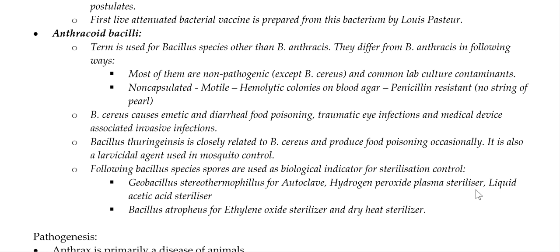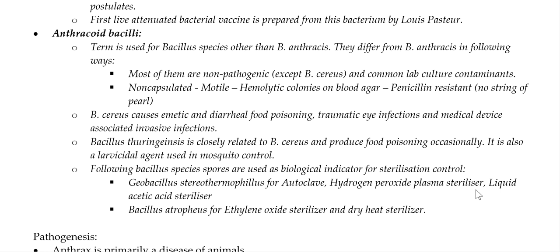There is another bacillus known as thuringiensis, which is very closely related to Bacillus cereus, and it can occasionally also cause food poisoning, very similar to Bacillus cereus. And an interesting thing about this bacterium is that it is a biological larvicidal agent which is used in mosquito control.